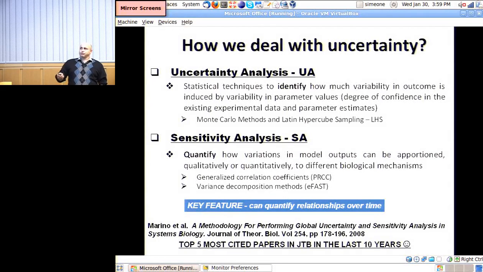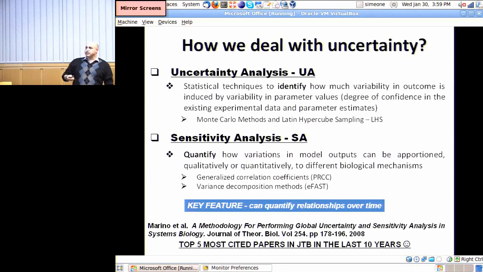I'm going to show you a particular coefficient called the partial rank correlation coefficient. The key feature of these sensitivity indexes is that they can quantify relationships over time. A certain mechanism might be relevant early on during the infection and not important later on. For example, in viral dynamics, we want to look at the first week of infection rather than 200 days post-infection, which would be the time frame of TB, for example.